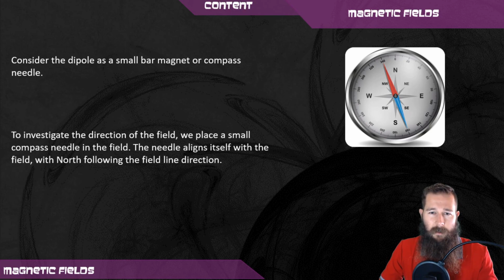So let's consider a dipole as a small bar magnet or a compass needle. To investigate the direction of the field, we place this compass needle in that field, and the needle aligns itself with the field lines, with north following the direction of the field lines. Now, in our considerations, we consider the north of the dipole. However, you cannot get a north by itself. There's always a south associated with it. So if we had a bar magnet with a north and south end and we cut it in half, the new pieces will have a north and a south. And this is because magnetic fields form closed loops.